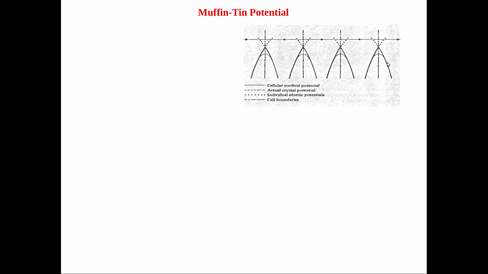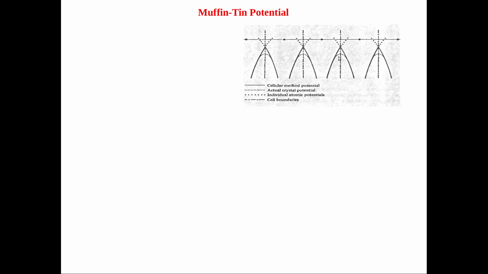Now, to depict this potential exactly is a tedious task, and there are many simplifications for this. I won't be getting much into that. One was the cellular method proposed by Wigner and Seitz. Basically they constructed a cell in which they assumed an atom to be at the center of the cell. If you go back to Kittel's book or Ashcroft and Mermin's book, there you can see that they talk of the Wigner-Seitz construction of a primitive cell.